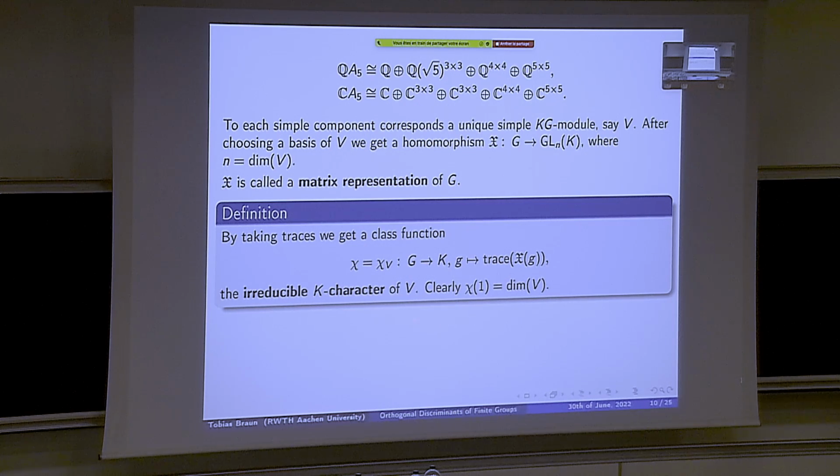And clearly, chi of 1, by that I mean the identity of the group, is just the dimension of V, because the 1 gets mapped to the identity matrix of the corresponding size, and this is just the dimension of V.